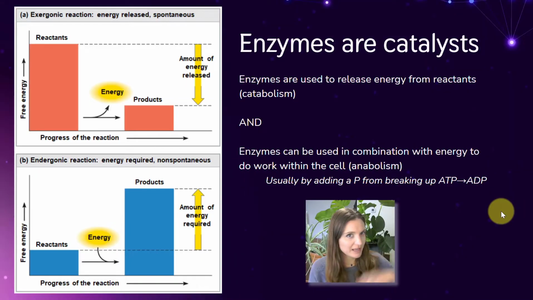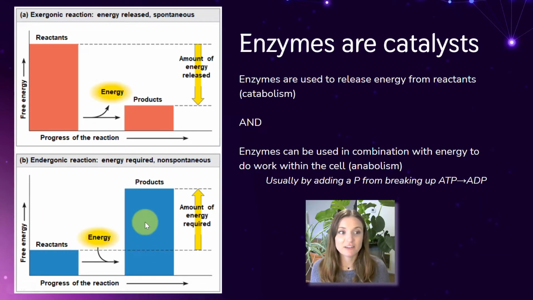So we talked about catabolic and anabolic reactions, right? All of those reactions are catalyzed by enzymes. So enzymes can be used to release energy from reactants by breaking apart the bonds in that molecule, right? Catabolism. Or other enzymes can be used in combination with an input of energy in order to do work within the cell. Okay, that anabolism or anabolic reactions, right?